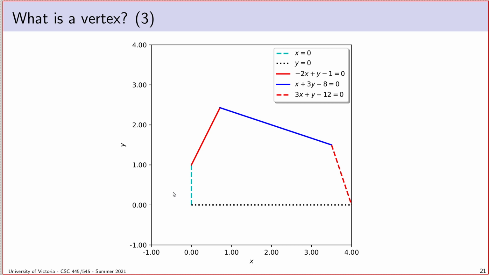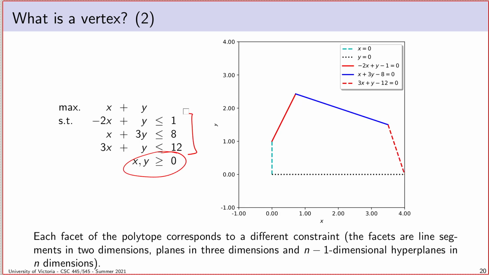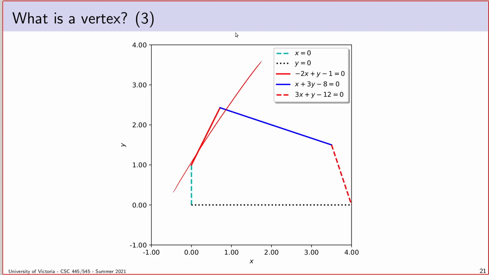I've got this, a solid line would be the constraint negative 2x plus y minus 1 is equal to 0. And just to be clear, this linear constraint here is equivalent to writing negative 2x plus y minus 1 is less than or equal to 0. I've just moved the 1 over to the left-hand side. So this solid line would be that constraint. This blue line would be this constraint. And then finally over here we have the third constraint.